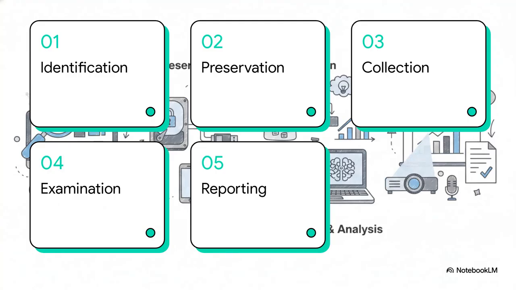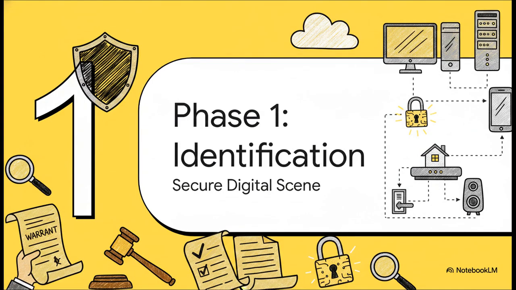Okay, so our roadmap for this explainer takes us from the chaotic discovery of a cyber incident all the way to a high-stakes legal showdown. We're going to cover identification, preservation, collection, examination, and finally reporting. Let's dive right in. Step 1 is identification, which is all about securing the digital scene.